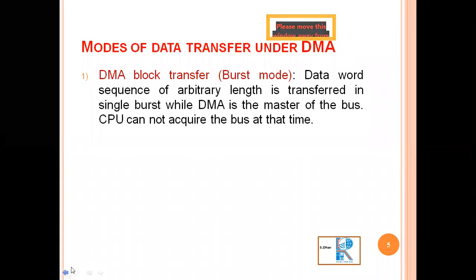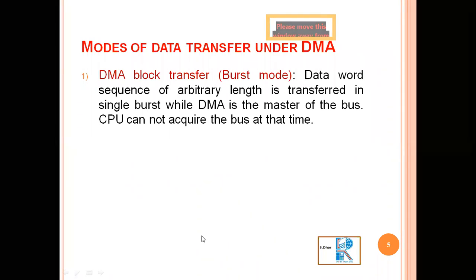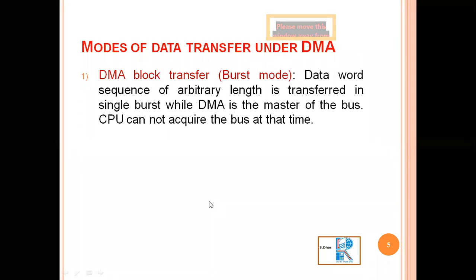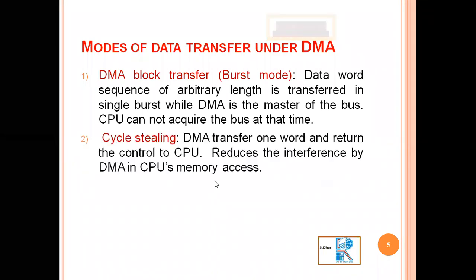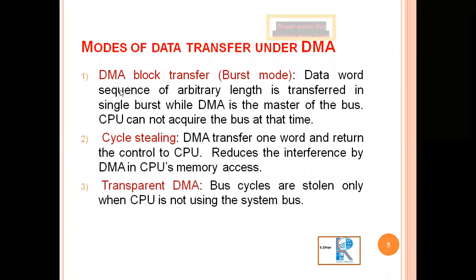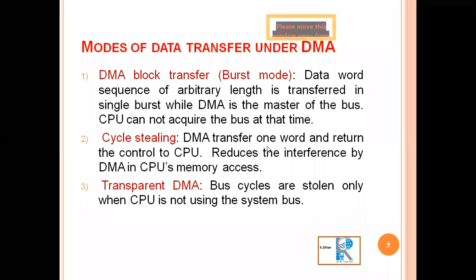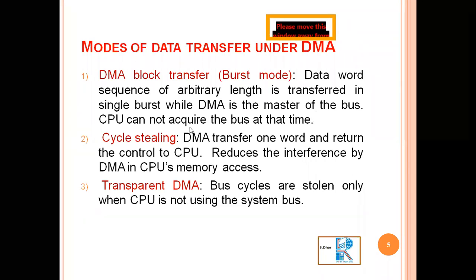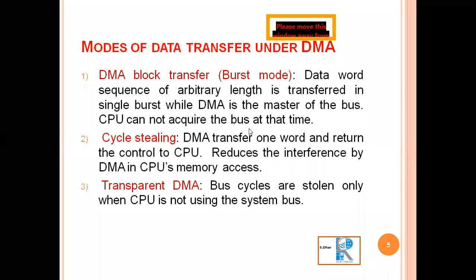There are 3 types of transfer mode for transferring the data from the IO device to memory and from memory to IO device. The first one is called the burst mode, that is called the DMA block transfer. What is the meaning of that? The meaning is that a data word sequence of arbitrary length is transferred in a single burst, while DMA is the master of the bus. The CPU cannot acquire the bus at that time.